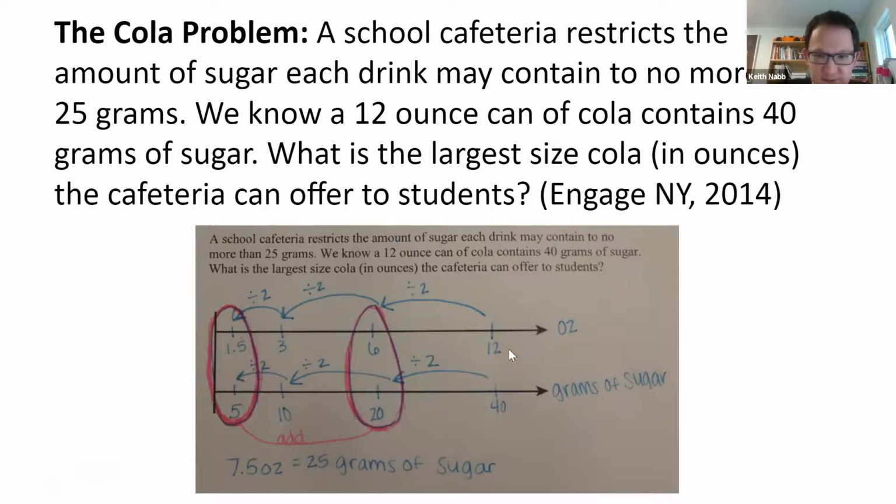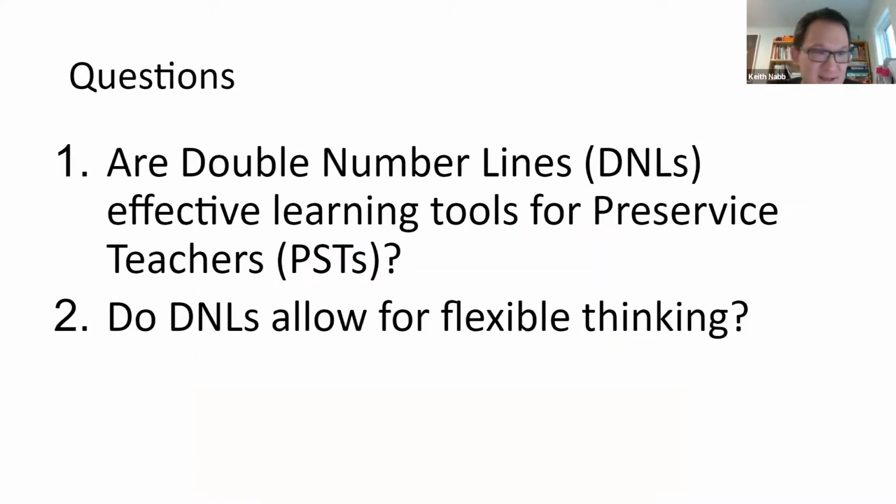The 7.5 ounces. So here I was trying to sell to my students that double number lines allow for flexible thinking, and they were kind of doing this for me, right? Because I had a student who was able to generate a slightly different solution for her classmates.